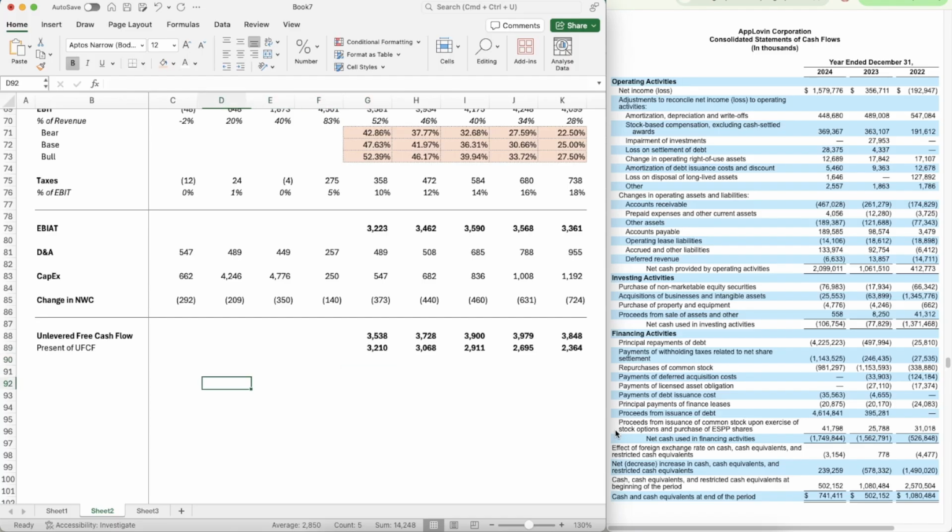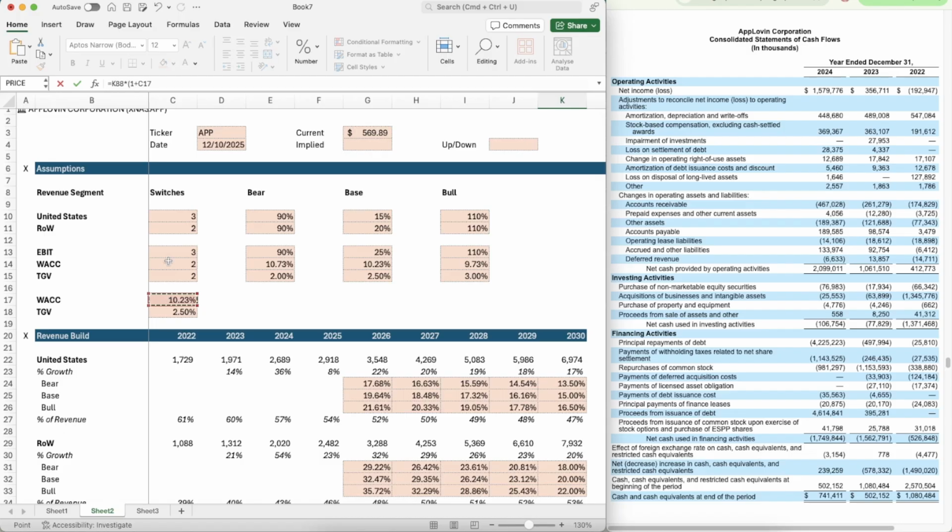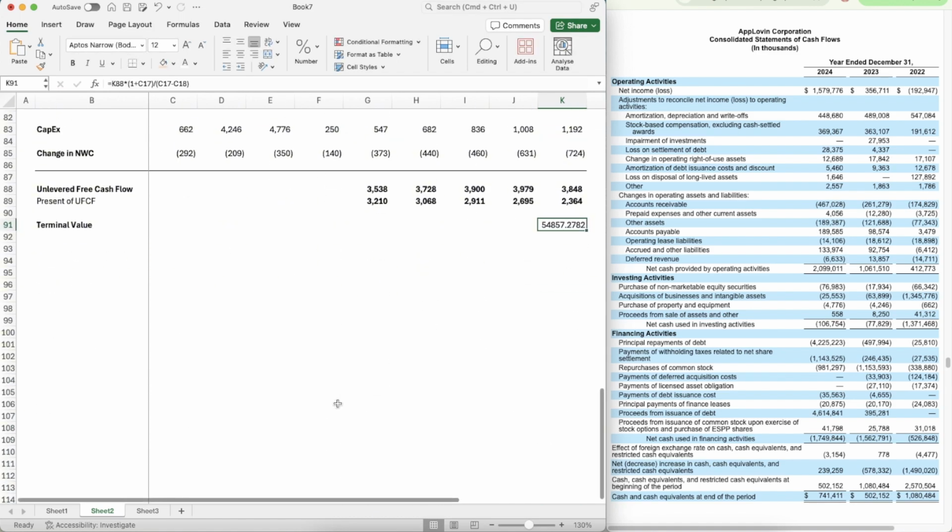There we have it. Now we want the terminal value, I think. Yeah, terminal value. And that is, you take your unlevered free cash flow multiplied by 1 plus the WACC divided by the WACC minus your terminal growth rate. So the terminal value for this company is about 55 billion.